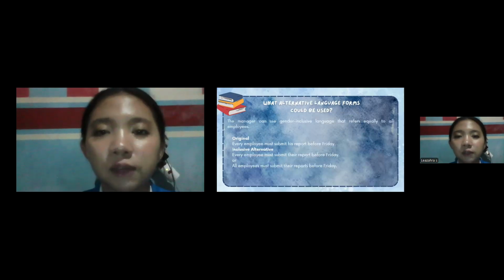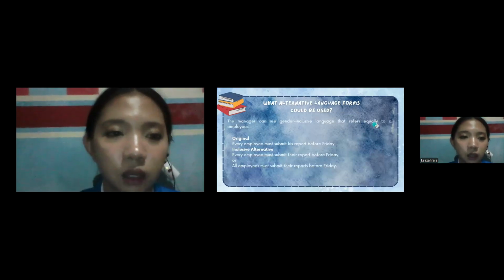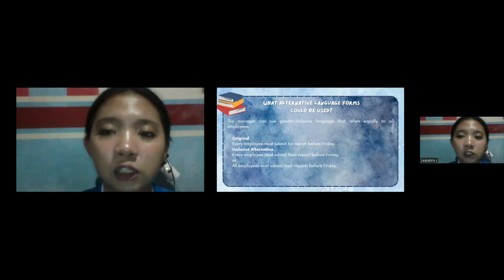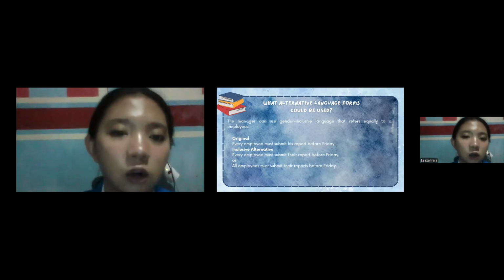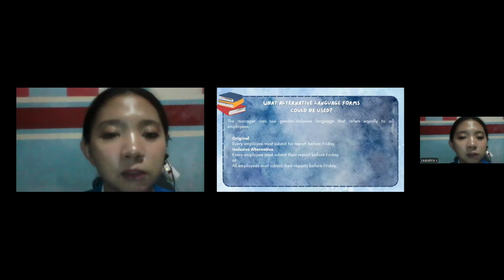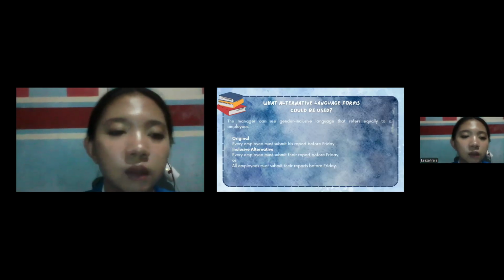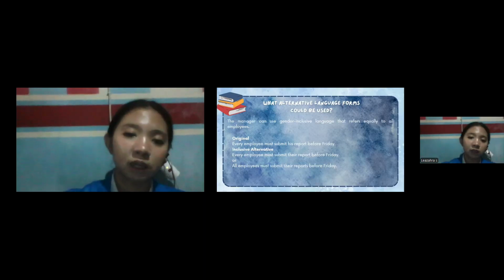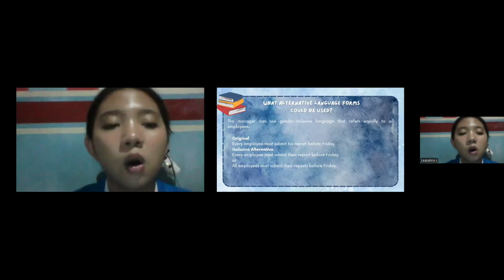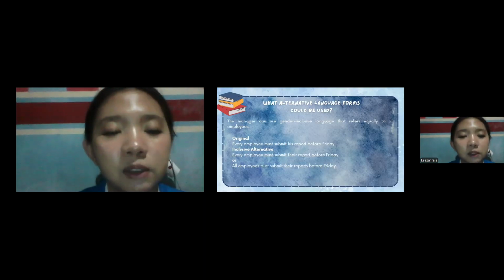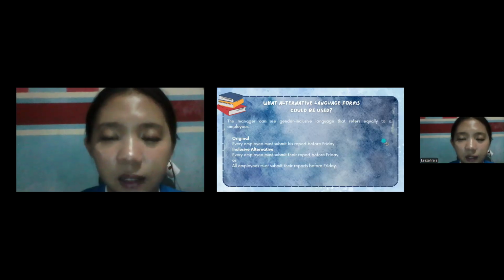What alternative language form could be used? The manager can use gender-inclusive language that refers equally to all employees. Original: every employee must submit his report before Friday. An inclusive alternative is: every employee must submit their report before Friday, or all employees must submit their reports before Friday.